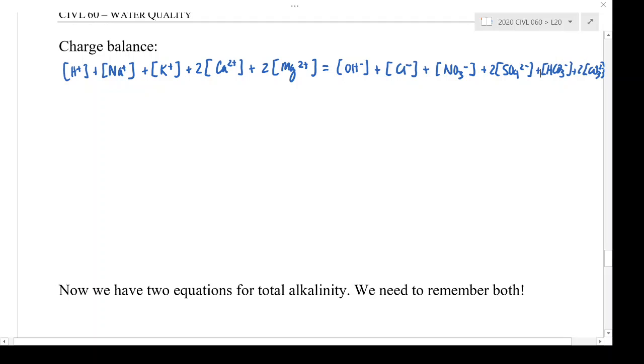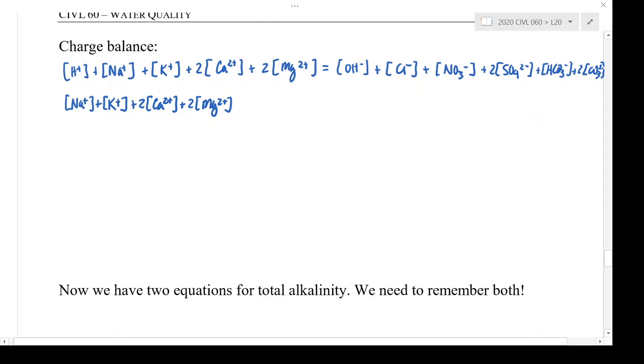Now I'm going to reorganize these and I'm going to lump together all of my ions that don't react with hydrogen ions. And I refer to these as conservative ions because they are conserved, because they don't react with hydrogen. They're not part of the weak acid system. So I'm going to put these together. I have sodium, potassium, 2 times calcium, 2 times magnesium. And so these are the conservative cation charges.